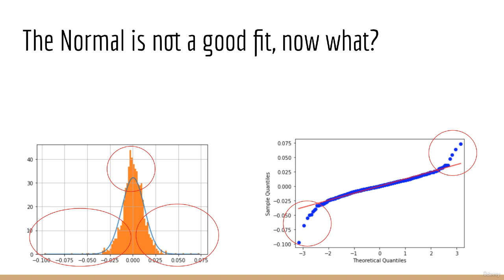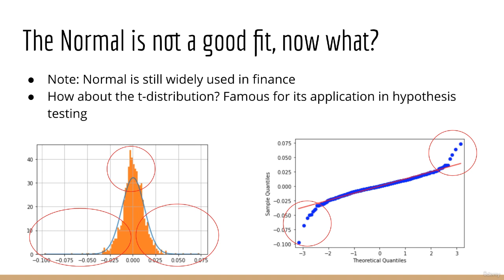Now, as an aside, let me say that, although this is evident, the normal distribution is still widely used as a model for returns in finance, so don't be surprised when you see it, even at very high levels of study. Well, one thing we can do is ask ourselves, do we know of any distributions that look like what we saw? We saw a bell curve, but with heavy tails. In fact, one well-known distribution that's shaped like a bell and has heavier tails than the normal distribution is the t-distribution. The t-distribution is famous for its use in one of the most commonly applied statistical tests, the t-test.